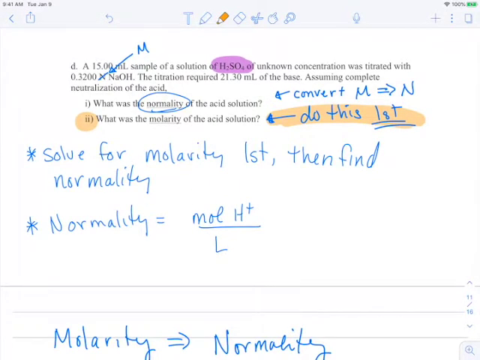But again, my recommendation: solve for molarity first, then find your normality. And what normality is, is how many moles of hydrogen ion per liter. So rather than talk about moles of acid overall, we'll talk about the moles of hydrogen ion.